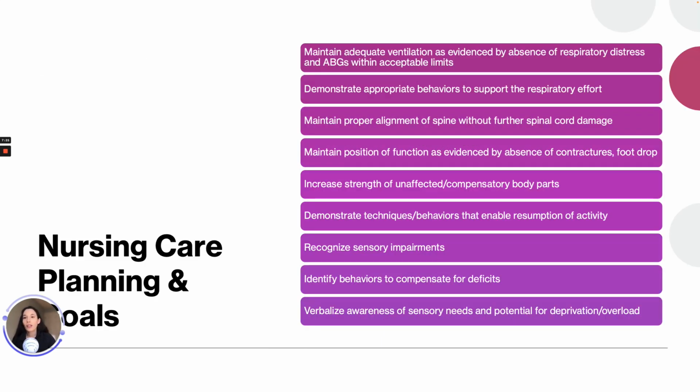So nursing care plans and goals are to maintain adequate ventilation as evidenced by the absence of respiratory distress and ABGs within acceptable limits, demonstrate appropriate behaviors to support respiratory effort, maintain proper alignment of the spine without further damage, maintain positioning of function as evidenced by the absence of foot drop or contractures, increase strength of unaffected or compensatory body parts, demonstrate techniques and behaviors that enable resumption of activity, recognize sensory impairments, identify behaviors to compensate for deficits, and verbalize awareness of sensory needs and potential for deprivation and overload.